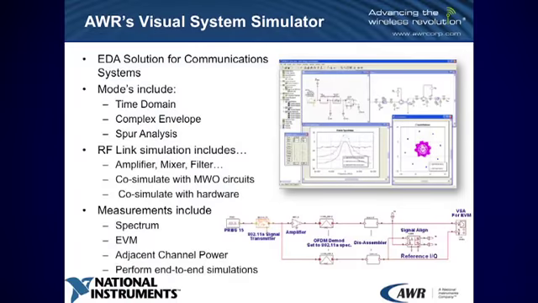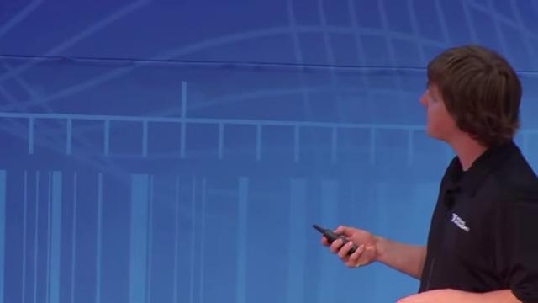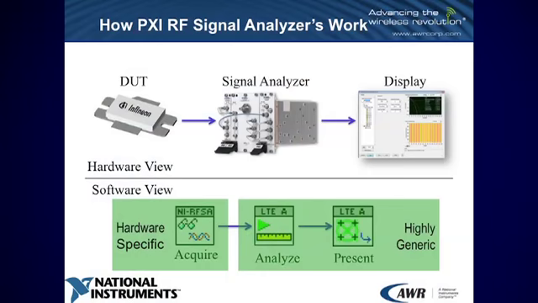Just to give you an introduction, Visual Systems Simulator is a system design tool that allows us to connect various components as part of either a communication system or an RF system. Here you can see a transmit block, an amplifier block, a demodulator block. You could, in fact, design an RF signal analyzer in this particular environment. If we contrast that to how an RF signal analyzer works, I think it'll help drive home how the connectivity really works.